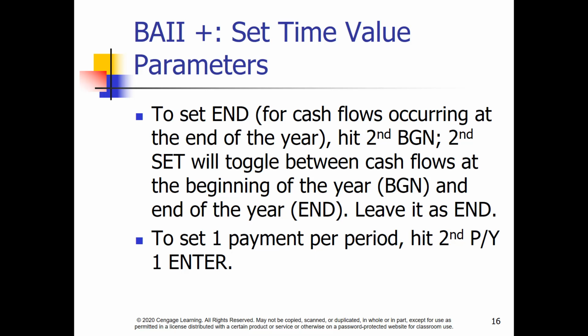The BGN key is the uppercase of payment, third row, fourth key. This acts as a toggle between end, nothing in the upper right corner of the display window, or begin, which will display when it's set. Second and set toggles between end and begin. Be sure you're set to end before quitting. We also need to be sure your P/Y, payments per year, is set to 1.